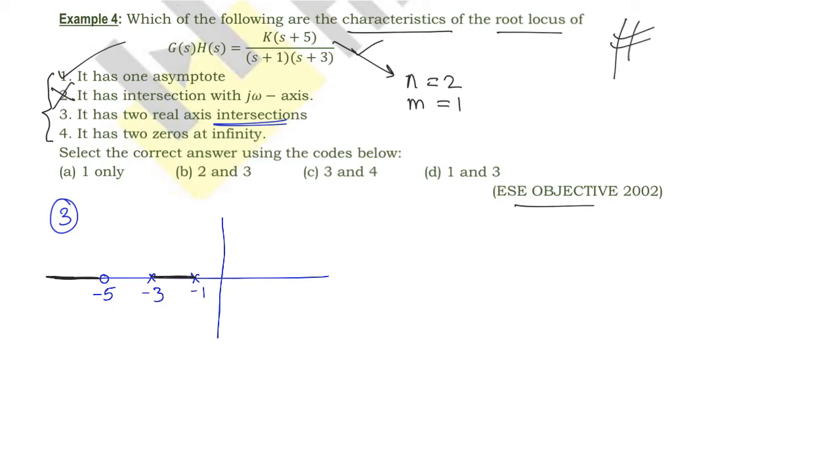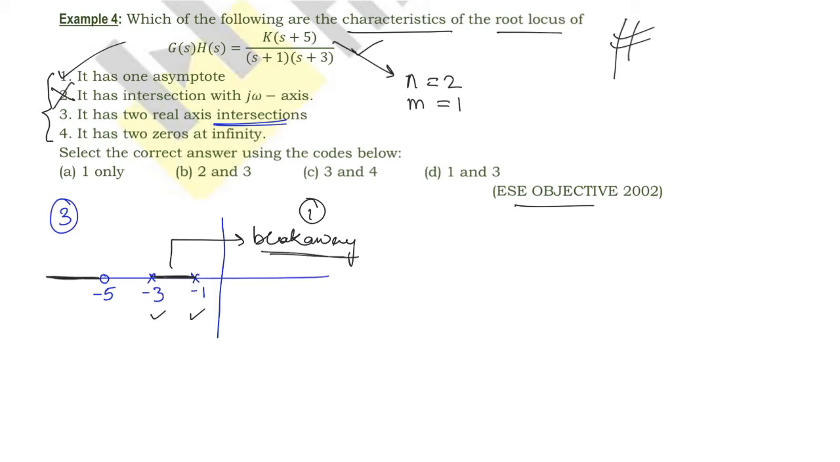Now we know that whenever there are adjacent poles like minus 1 and minus 3, between which a root locus exists, then there will be a breakaway point here. You have to note one thing: even if there are adjacent poles, if there is no root locus between them, then there won't be any breakaway point there. A breakaway point will exist only when there is a root locus. So between adjacent poles, if there is a root locus branch existing, then you will have a breakaway point. So we have one breakaway point here.